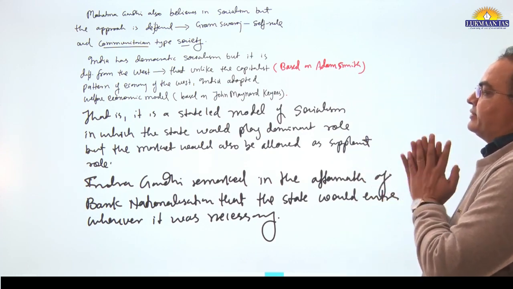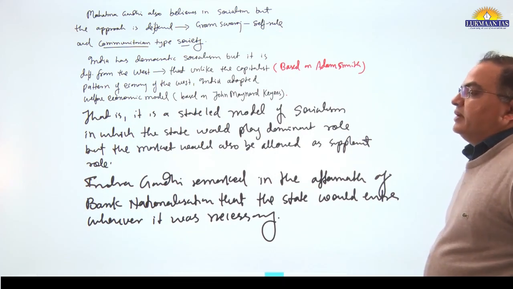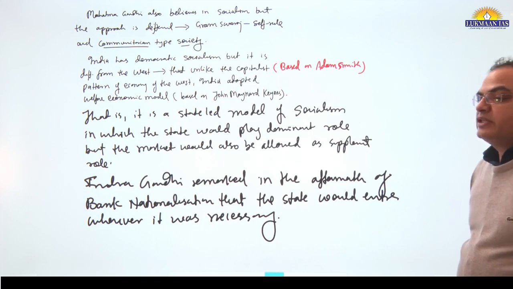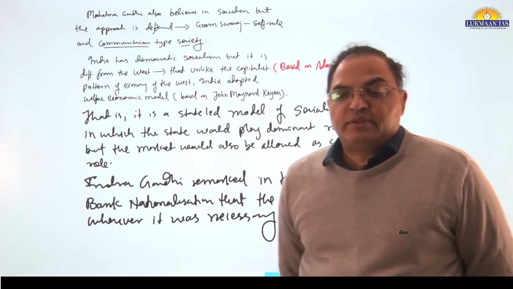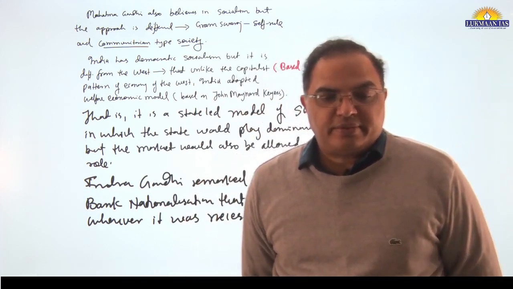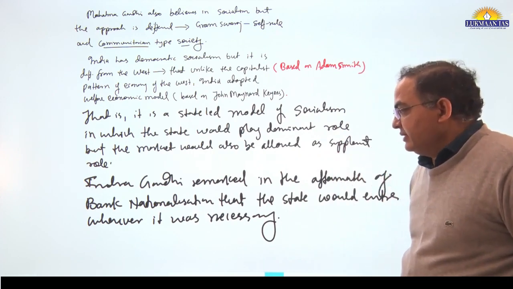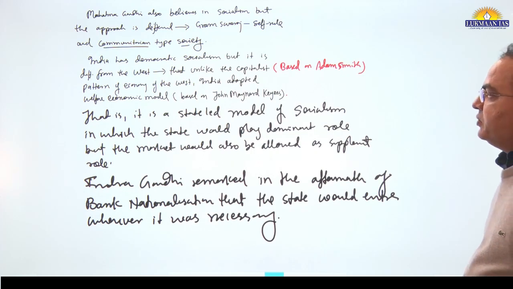So by this, I guess you will have a clear idea about socialism, communism, Gandhi's socialism, Marxian socialism, and what India has adopted. So, is it clear now?